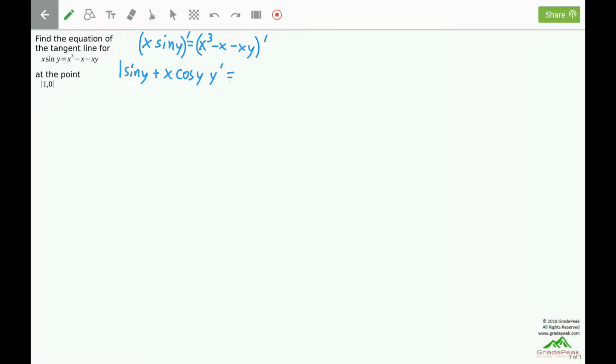Equals, on the right side, the first term is a power rule, 3x squared. The second term is a constant times x. The derivative will be the constant. And then the third term, negative x times y, is a product rule. We'll have the derivative of the first, the derivative of negative x, which is negative 1, times the second left alone, plus the first left alone, negative x, times the derivative of the second. The derivative of y is y prime.